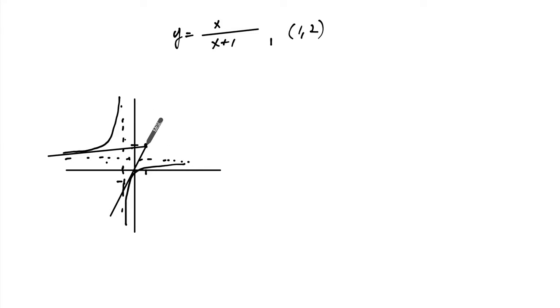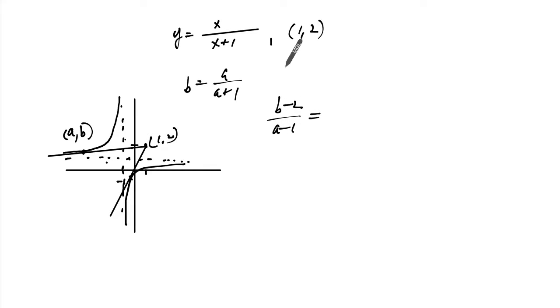Okay, so how do we do this? Any point on this, so let's assume where the tangent line meets the curve, let's let that be A for x. Because it's on the curve, if I call the point (A, B), then B will be A over A plus 1. So the slope of this line will be B minus 2 over A minus 1.